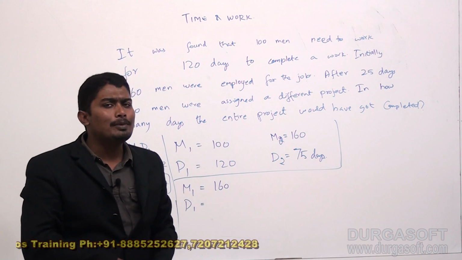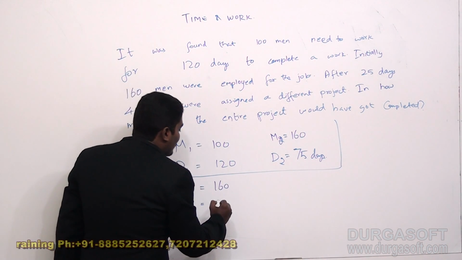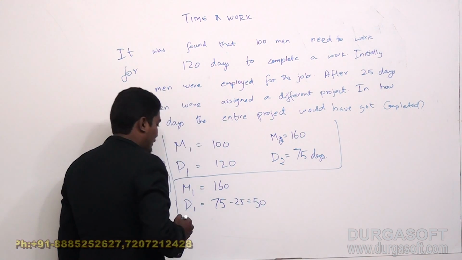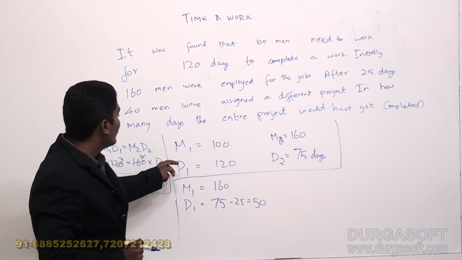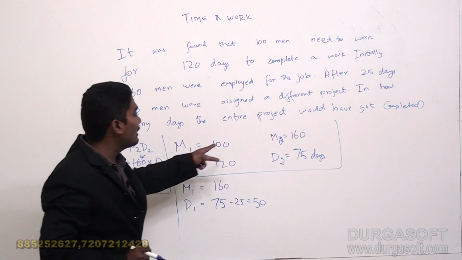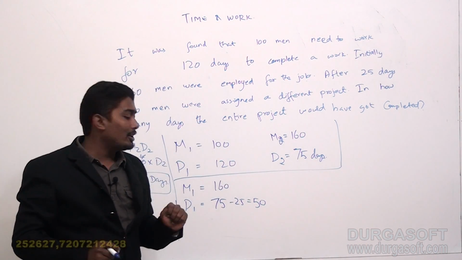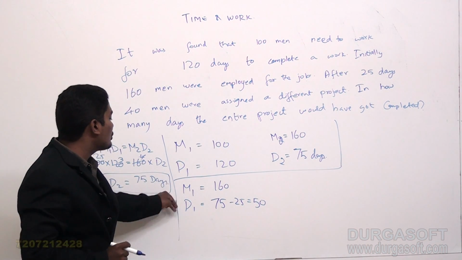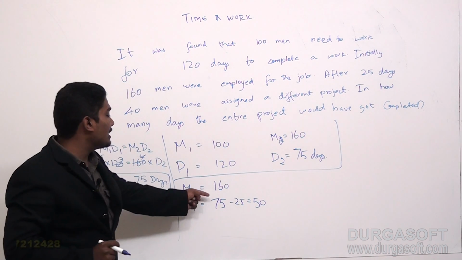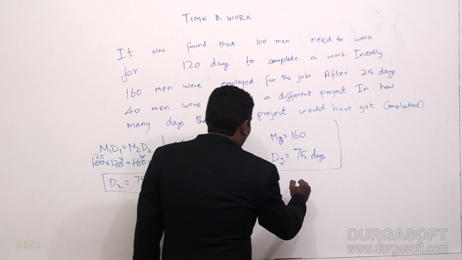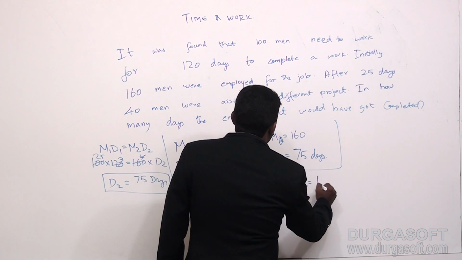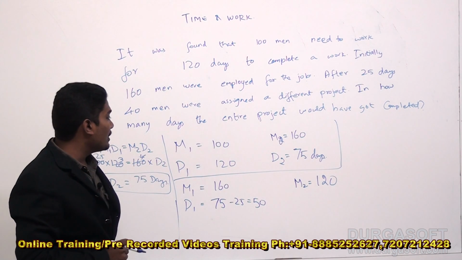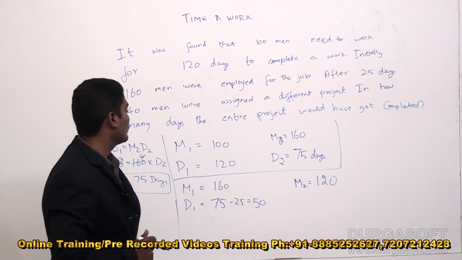So, how many more days will be required? The remaining number of days required will be 75 minus 25, which is 50 days. So, for the remaining work, for 160 men, 50 days are required. But one small twist here is that the remaining work is not done by 160 men. The remaining work is done by 120 men.